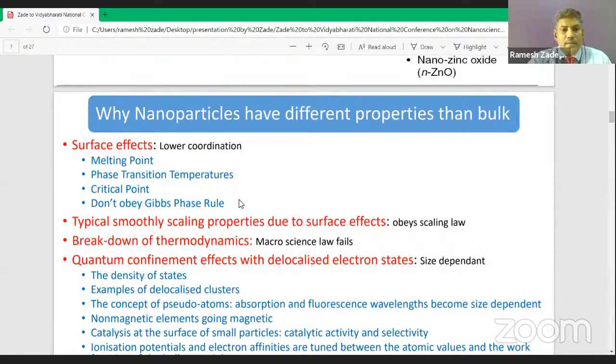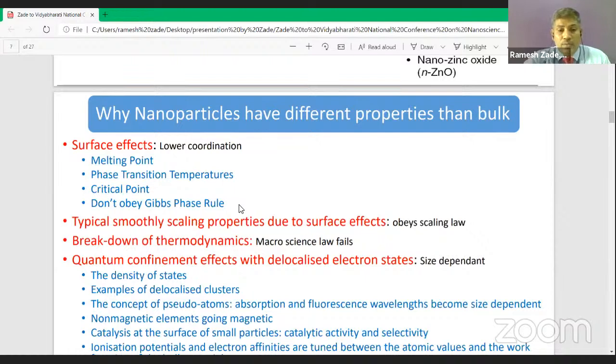And very important, it doesn't obey the Gibbs phase rule. You might have studied in chemistry, Gibbs phase rule is F = C - P + 2, where F is degrees of freedom, C is the number of components and P is the number of phases. Gibbs phase rule is widely used for studying thermodynamics, then electrochemistry and material science as well. But it is valid up to the macro scale and micro scale, like 10^-6. But as you exceed 10^-6 and go into the lower scale, this Gibbs phase rule is not applicable.